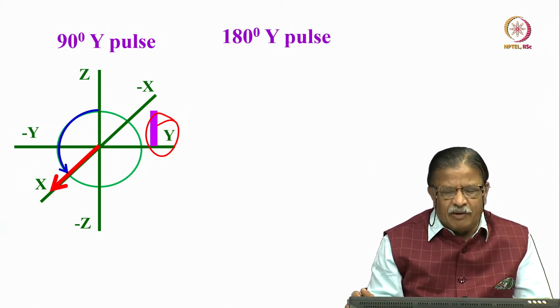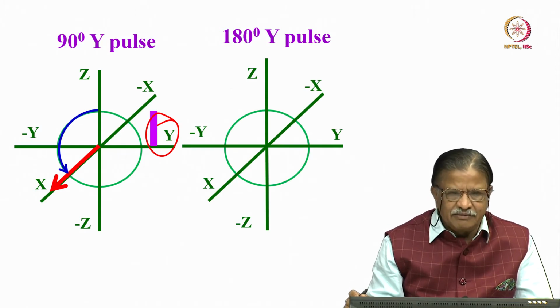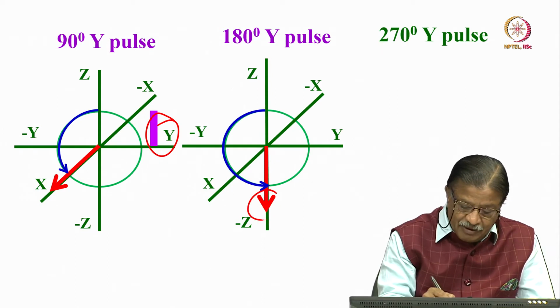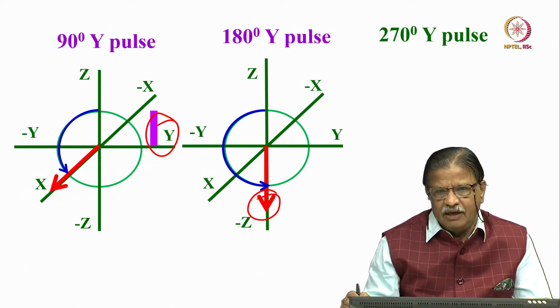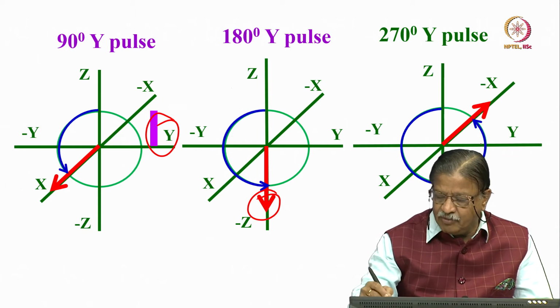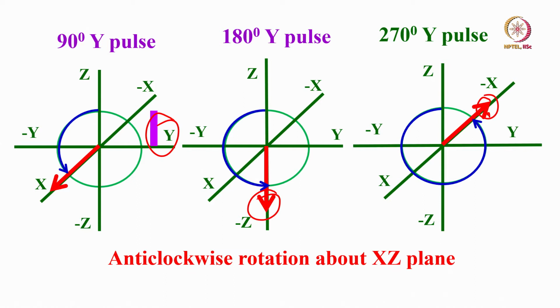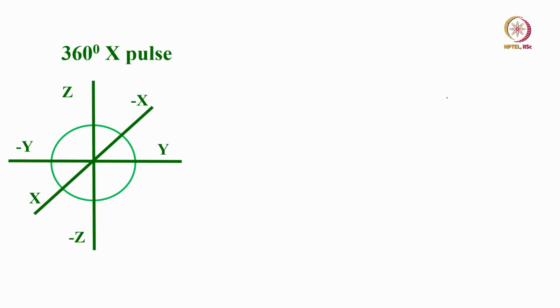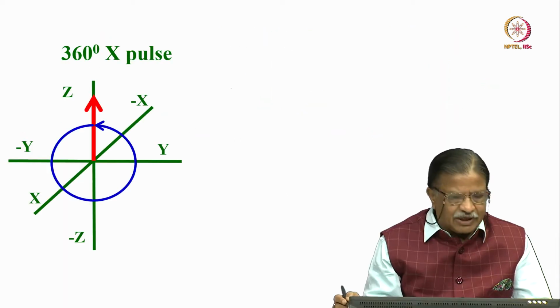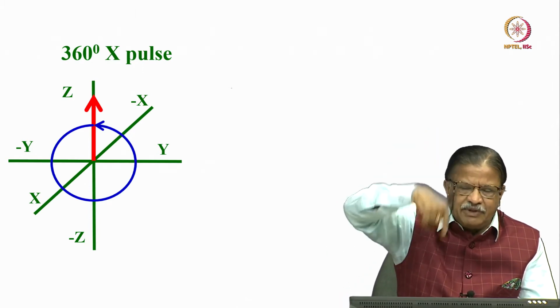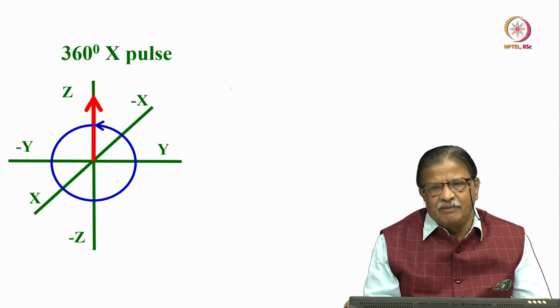Now I continue applying this, increasing the length of the pulse in such a way that the magnetization tilts to 180 degrees, to the minus Z axis. Now, continue and make the magnetization move to 270 degrees, it comes to the minus X axis, and then finally you apply a 360-degree pulse and bring the magnetization back to the Z axis. So, this is what happens. This is a clockwise rotation. If you see from the center of this, you can see the rotation of the magnetization.